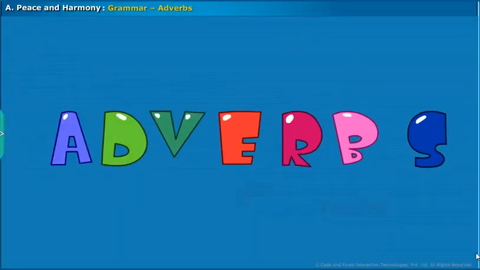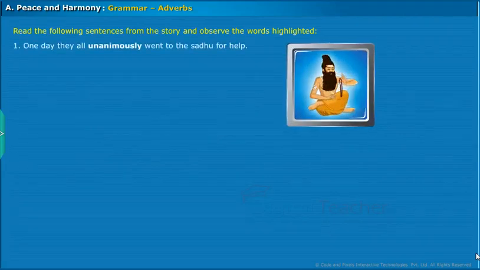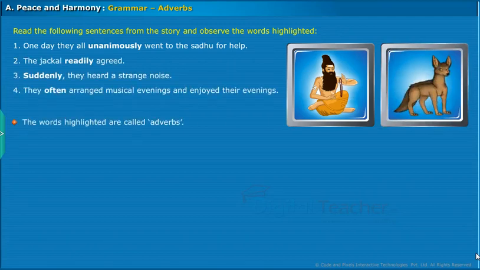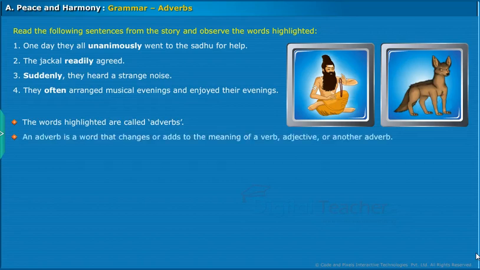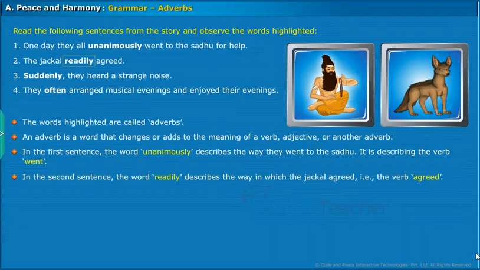Let us now learn about adverbs. Read the following sentence from the story and observe the words highlighted. The words highlighted are called adverbs. An adverb is a word that changes or adds to the meaning of a verb, adjective, or another adverb. In the first sentence, the word unanimously describes the way they went to the sadhu. It is describing the verb went. In the second sentence, the word readily describes the way in which the jackal agreed, that is, the verb agreed. Similarly, the word suddenly describes the verb heard.